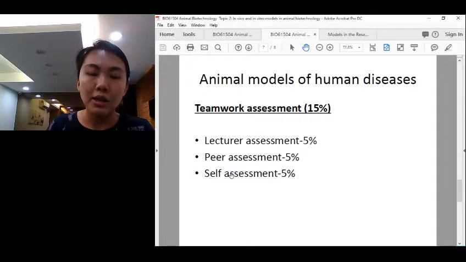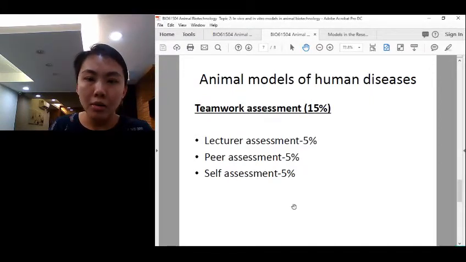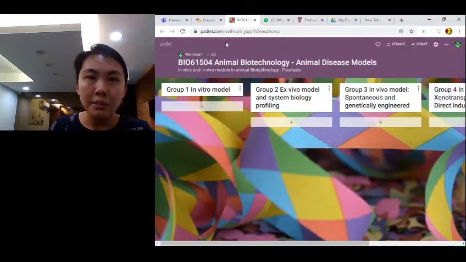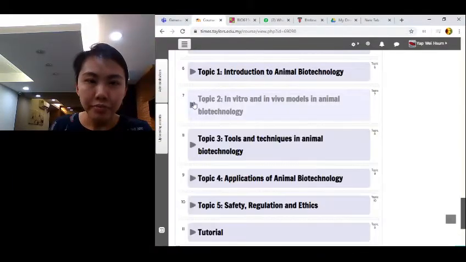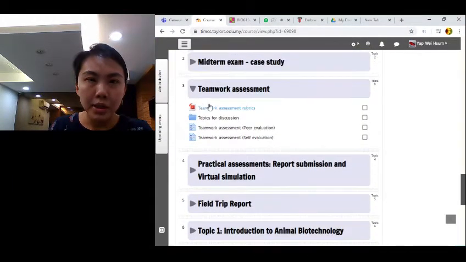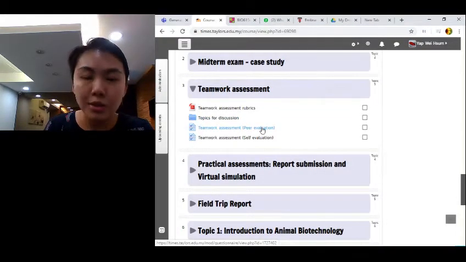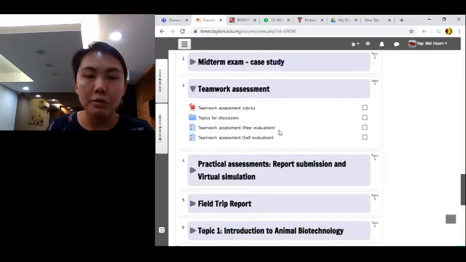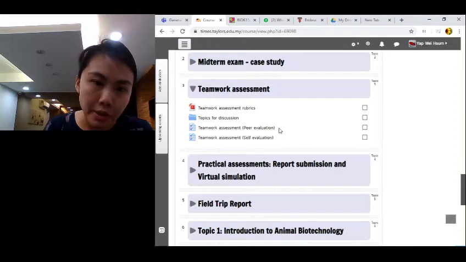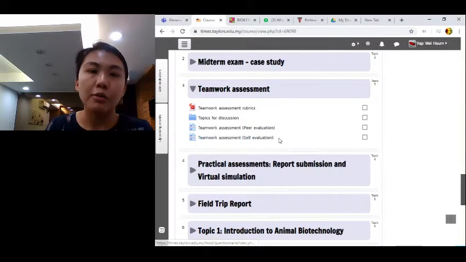And the last would be the self-assessment. You can complete all of these in Times, under the work assessment. You will need to complete your peer evaluation. So let's say your group has 5 students. Each one of you will need to perform the peer evaluation for the 4 other group members, and the self-evaluation is only for yourself.